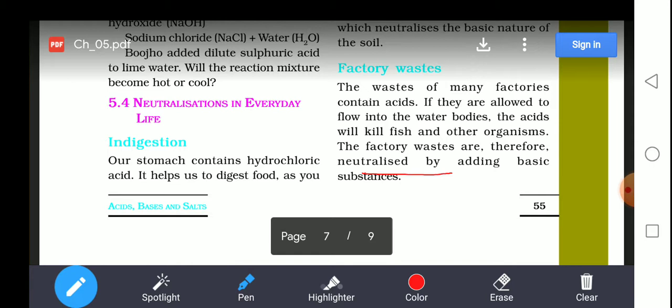So before releasing it to the water bodies, it must be treated with some basic solution or basic substances. The factory wastes are therefore neutralized by adding some basic substances, so that they can then be released to the water bodies. So there will be no effect on the aquatic animals which are living in the water bodies.